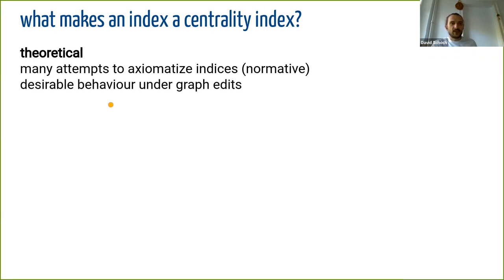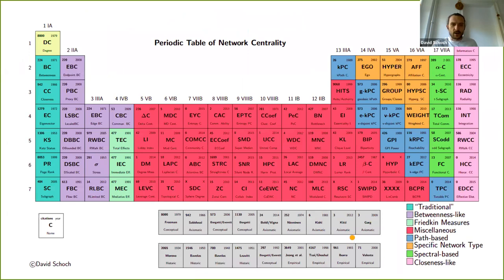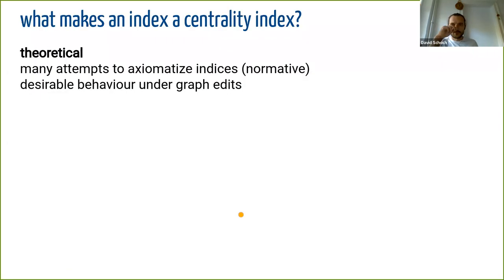One of the ways is a very theoretical or technical one, which is, as we do in math, we try to come up with axioms, rules that an index has to fulfill. In most cases, it's about desired behavior under graph edits. That means for a centrality index, if we remove an edge, the two nodes that are attached to it should become less central, rules like that. And there have been many, actually these gray ones down here, most of them are these axiomatic approaches to centrality. So also quite a lot out there.